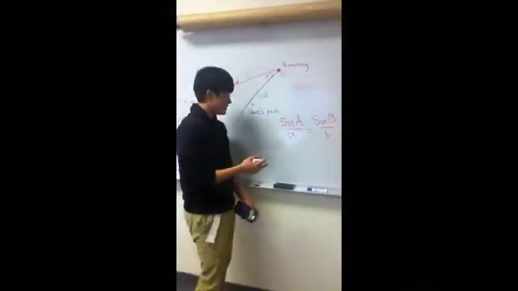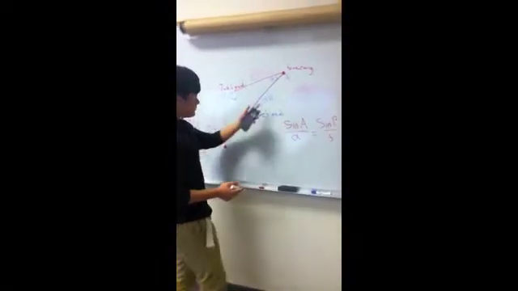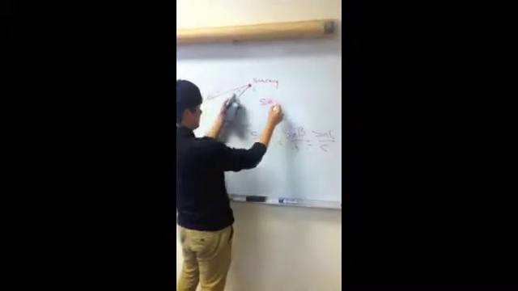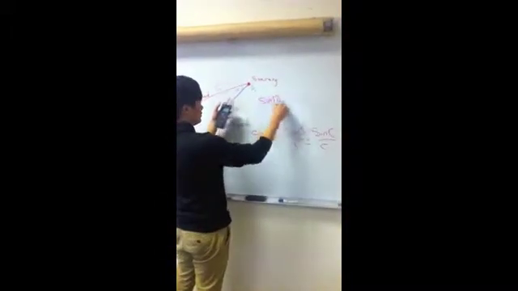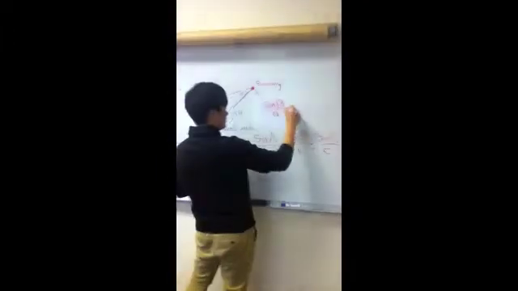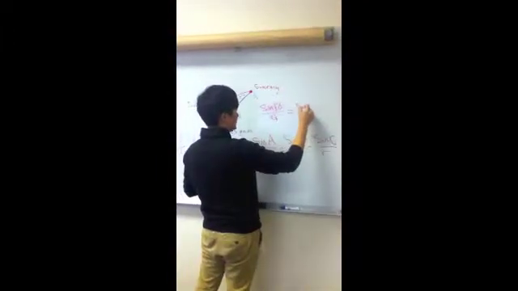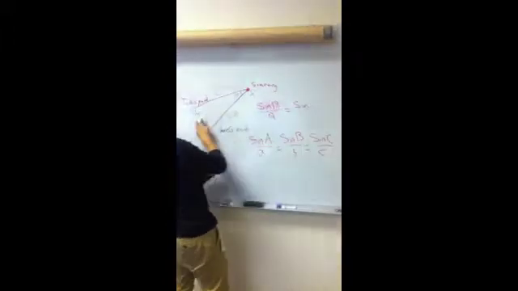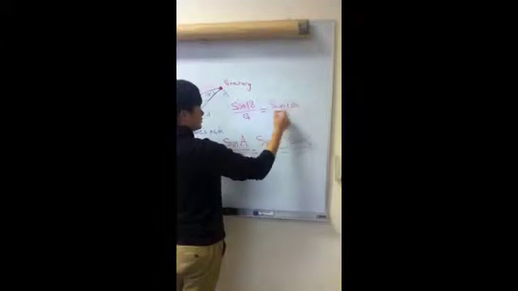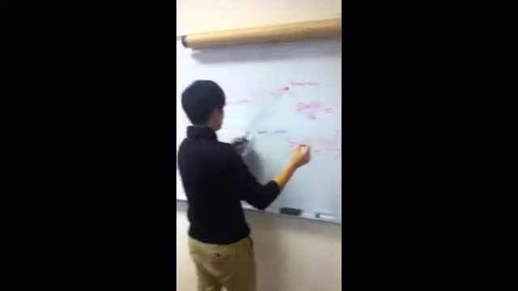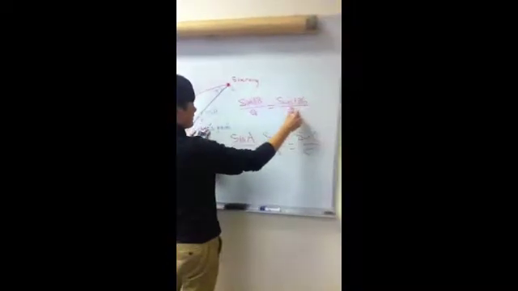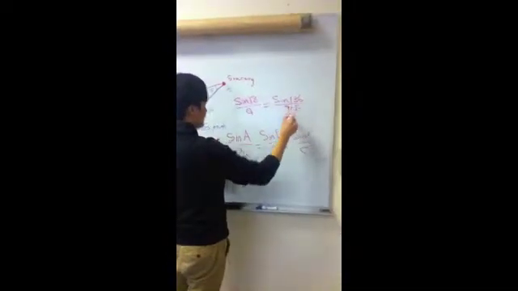According to this equation, we plug in these values, which we get sine 18 over side A equals sine 136 over B, which is 95 feet.